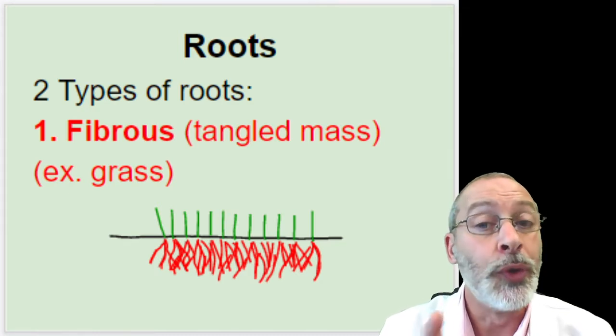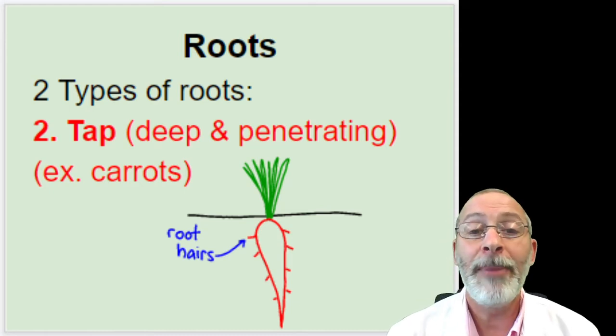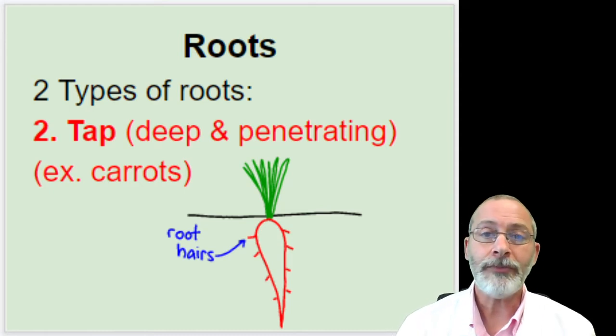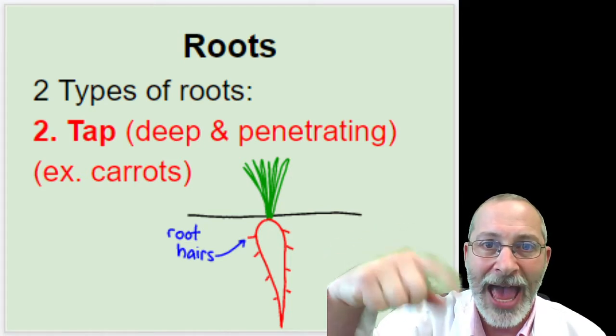So fibrous roots, first type of root. Second type of roots are tap roots. Now, when I say tap root, I don't mean this kind of tap.